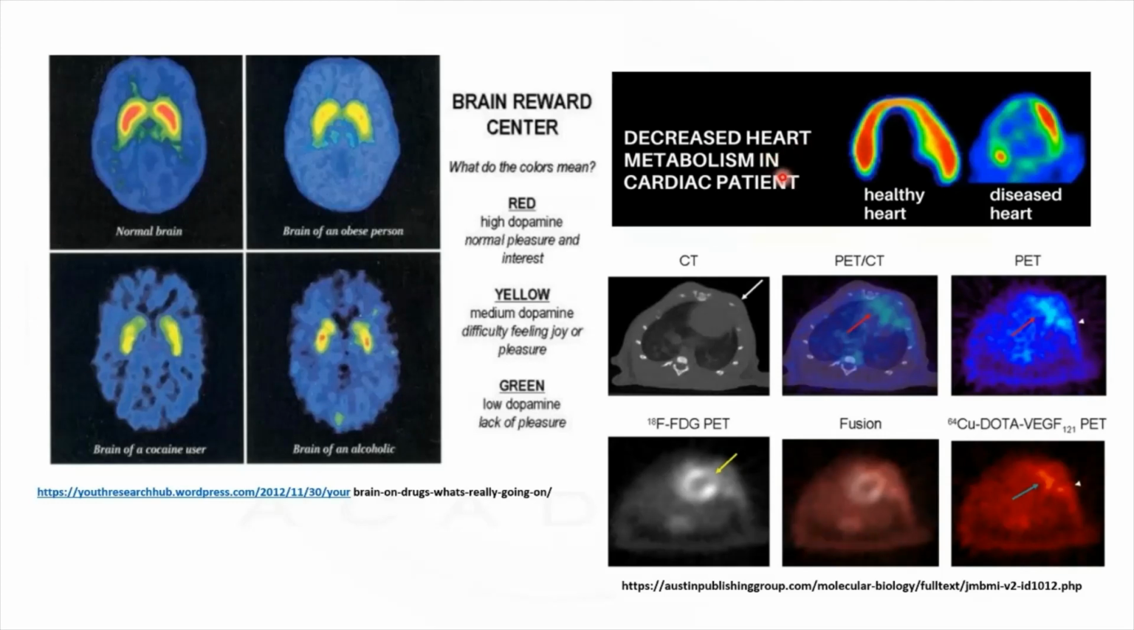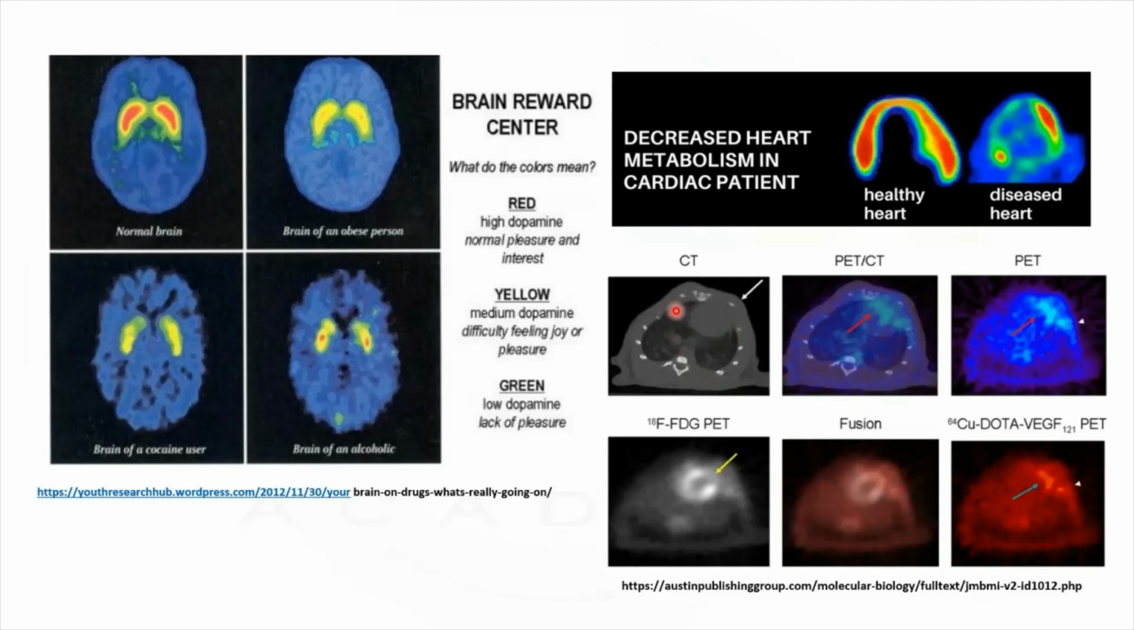And that's the healthy heart, which is well metabolized, and that's the diseased heart, and we can see that there is decreased heart metabolism in a cardiac patient. And that's the PET CT scan. We can see the lungs over here, the heart over here, and that's the corresponding FDG PET scan. We can see the entire heart is well metabolized, but there is a photopenia over here, and this photopenia is basically because of ischemia.